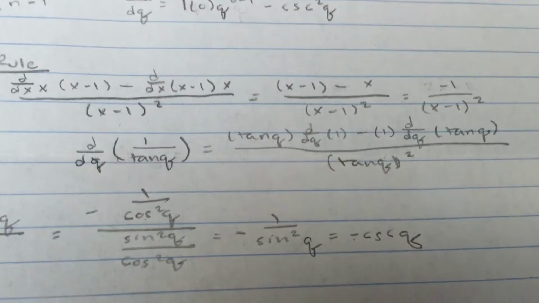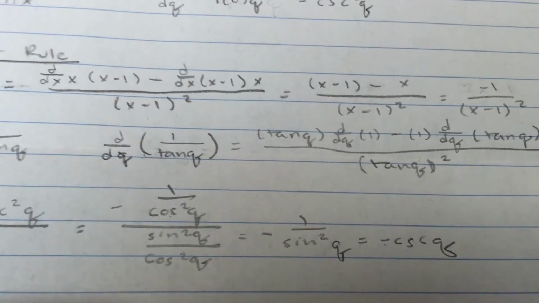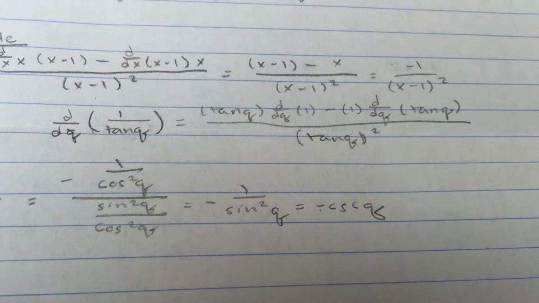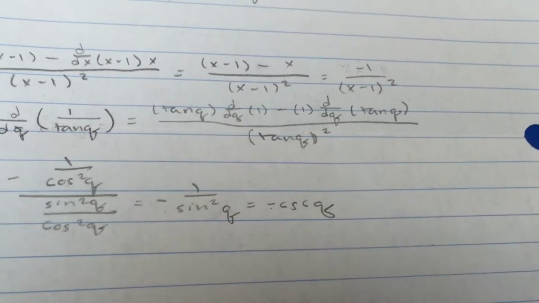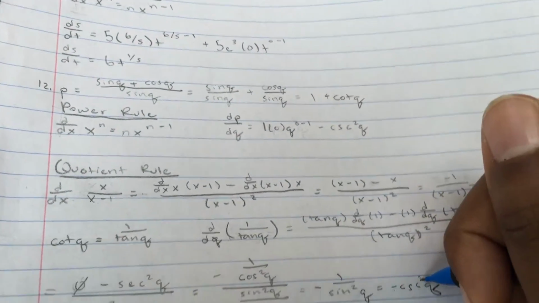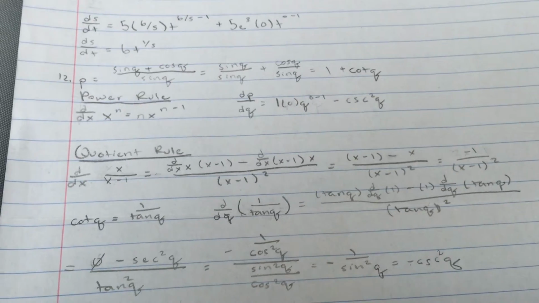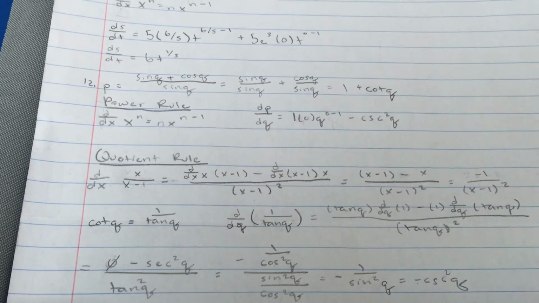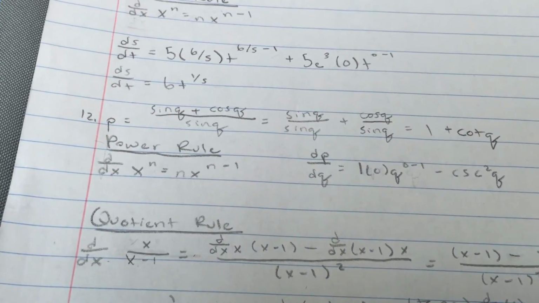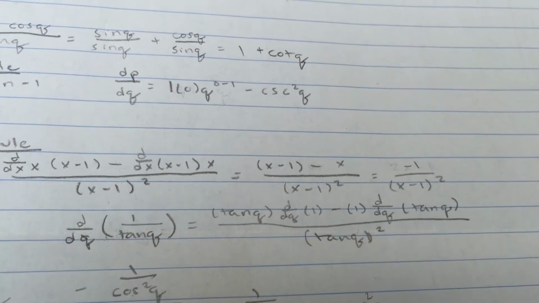and the cosine cancels out to just leave negative 1 over sine squared q, which is equal to negative cosecant squared q. And that brings us back to our original problem, which is the derivative of p is simply negative cosecant squared q.